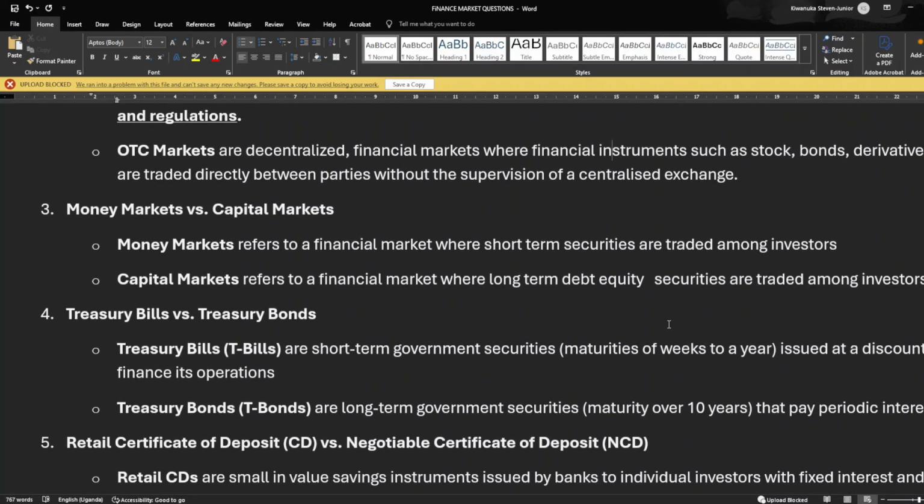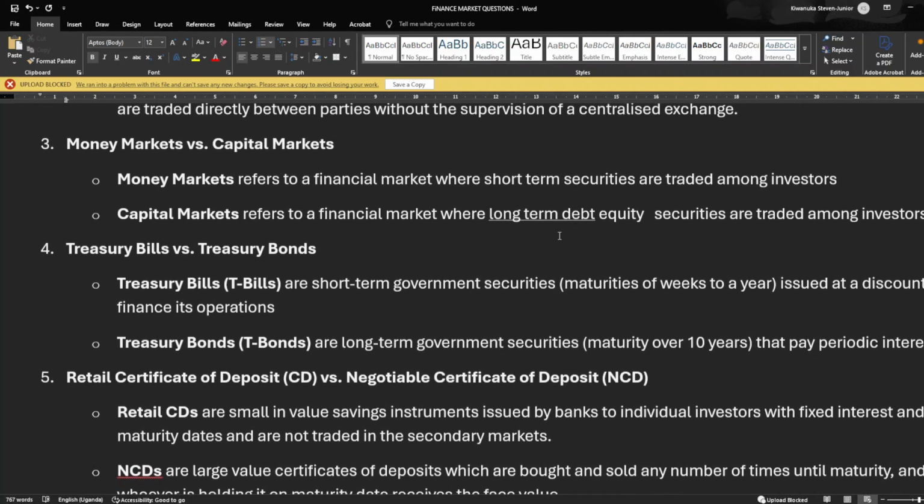Money market versus capital market. A money market refers to a financial market where short-term securities are traded among investors. That is what we call the money market. It involves short-term securities. Then the capital market refers to the financial market where long-term debt and equity securities are traded among investors. So the capital market is long-term, while the money market is short-term.